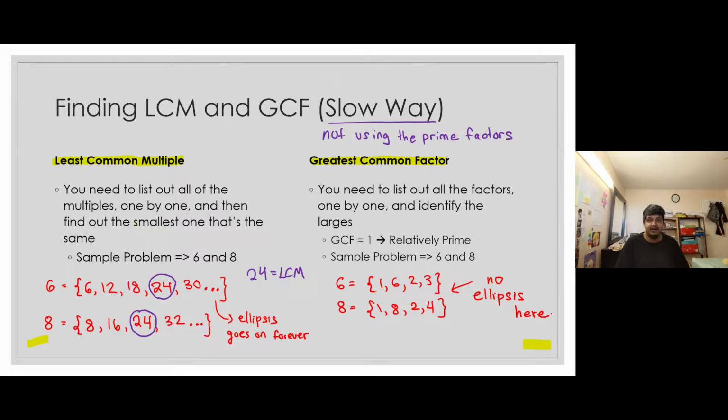And this is because the factor set obviously doesn't go on forever. You can have thousands of multiples for every number. In fact, you have infinite multiples for every number. But the factor set is a closed set.